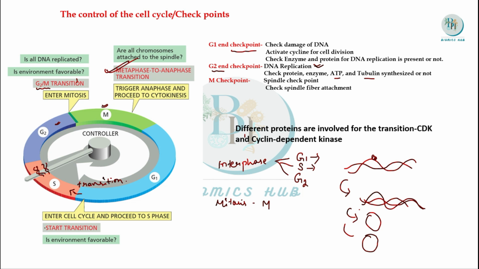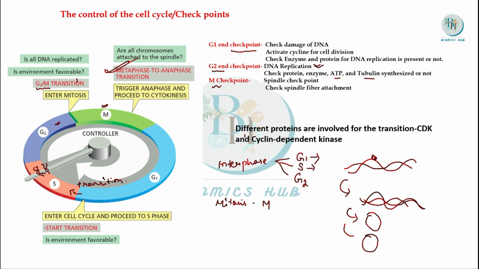That is the reason these checkpoints are present, which will help in checking whether everything is correct or not. If there is any problem, then the repair mechanism of the cell will be activated and the DNA will be repaired. Then the cell cycle will enter into the next phase.